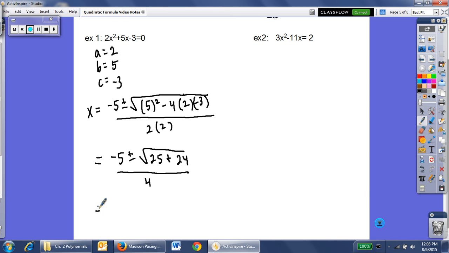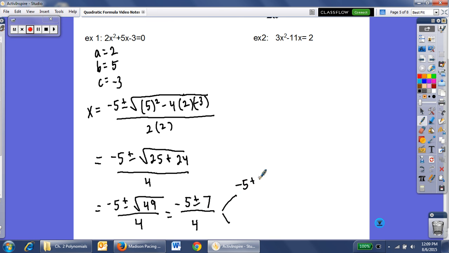Okay, and now we'll keep going. So we have negative 5 plus or minus the square root of 25 plus 24, which is 49 over 4. We can keep going a little further. So we have negative 5 plus or minus the square root of 49 is 7, so I can put 7 there over 4. Now because of the plus and minus, right here, we can see we're going to have 2 answers. So we have negative 5 plus 7 over 4, and also negative 5 minus 7 over 4.